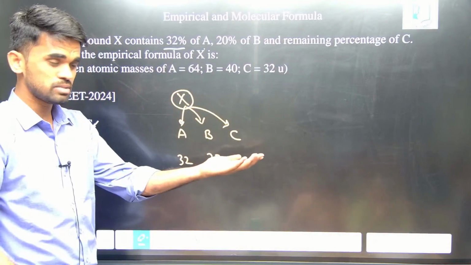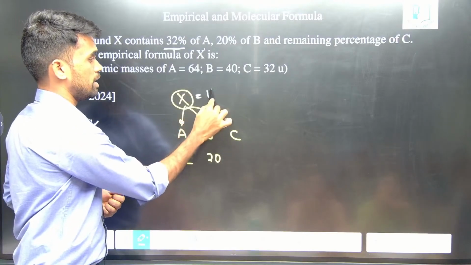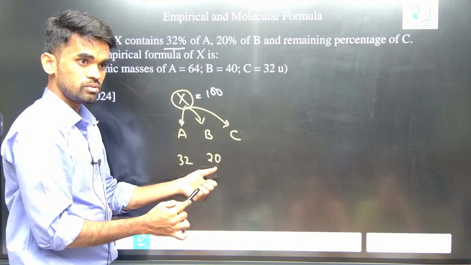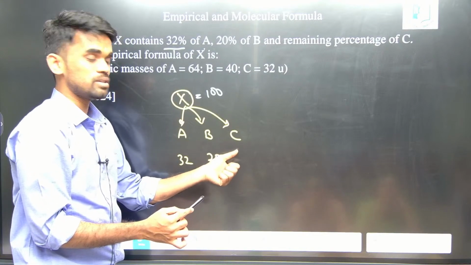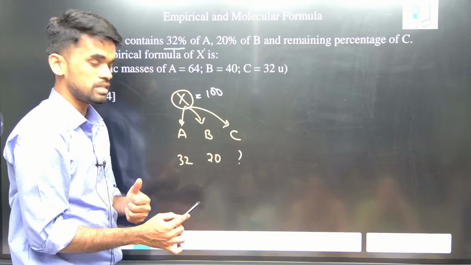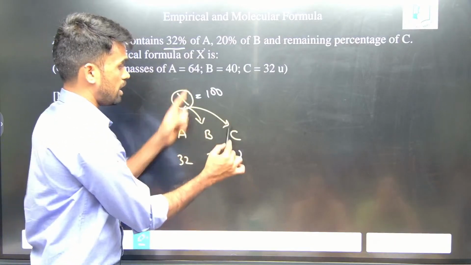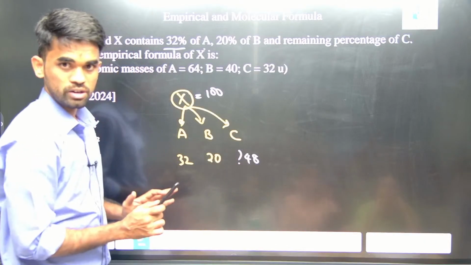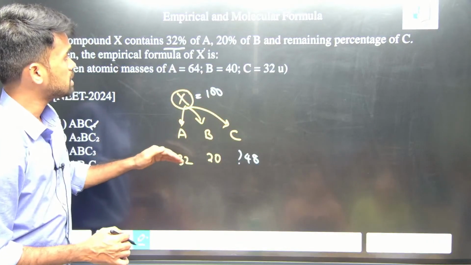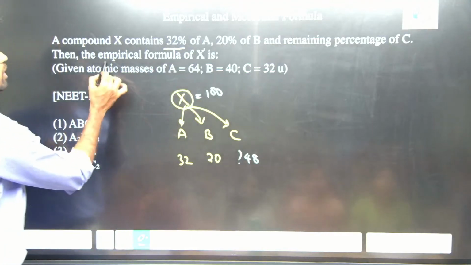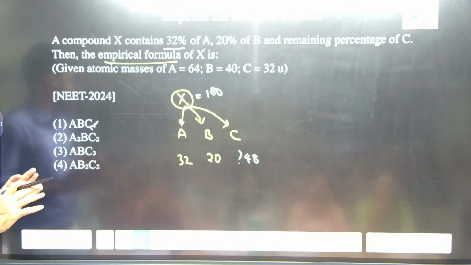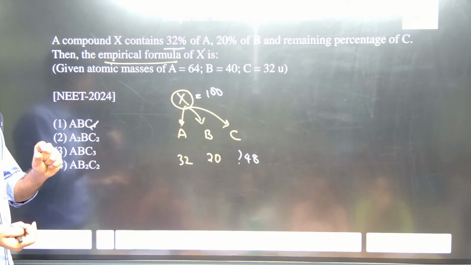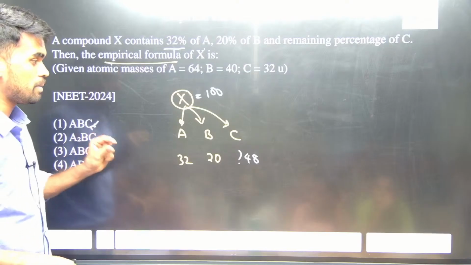Out of 100 grams, let us say the compound is 100 grams, 32 grams of A, then the remaining grams is C. How much is it? 52 means 100 minus 52 means 48. So you got these quantities now. Using this we need to say what will be the empirical formula of the compound, out of the 4 options. Empirical formula means the simplest whole number ratio, so that whole number ratio should come.